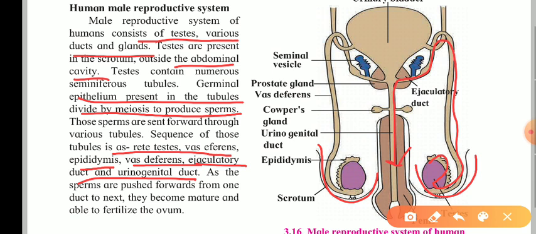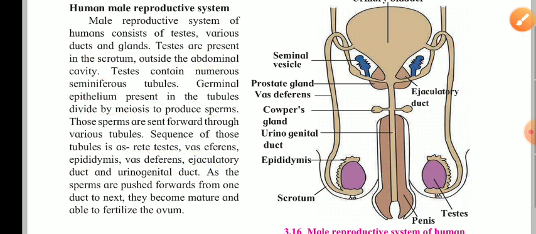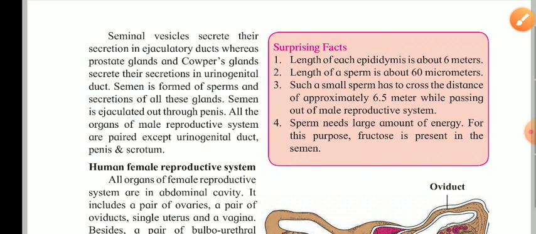As the sperms are pushed forward from one duct to the next, they become mature and able to fertilize the ovum. When they are passing through these various ducts, they develop properly and become well matured. Once they reach the ejaculatory duct, they are ready to fertilize the ovum. Now the further part they have given is about the different ducts and glands.